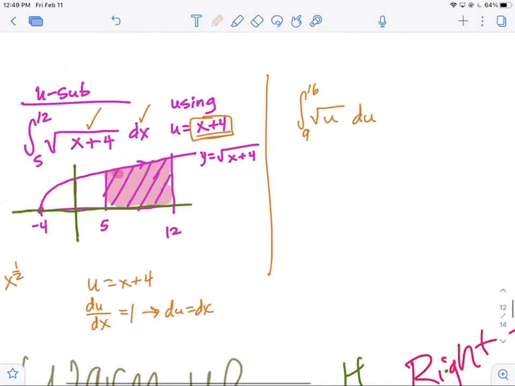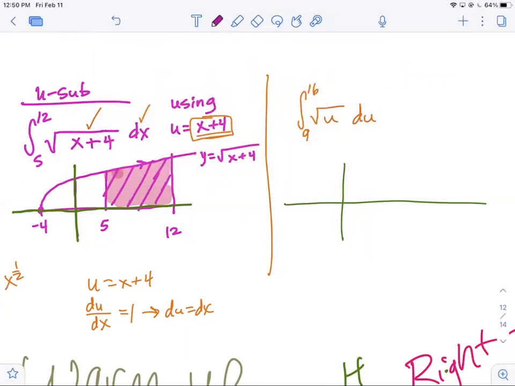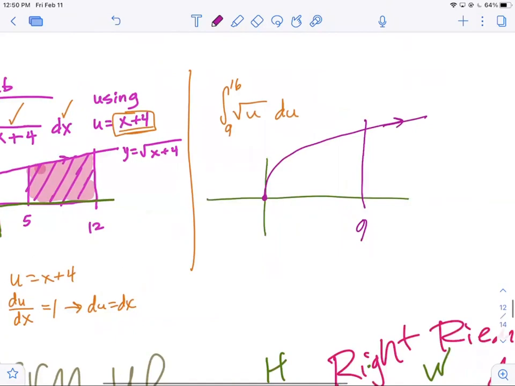So now notice what we essentially did graphically, and this is kind of a nice thing to visualize. If we now take the square root of u, which might as well be the square root of x, and we find the area now from 9 to 16, we have to go out a little bit further.